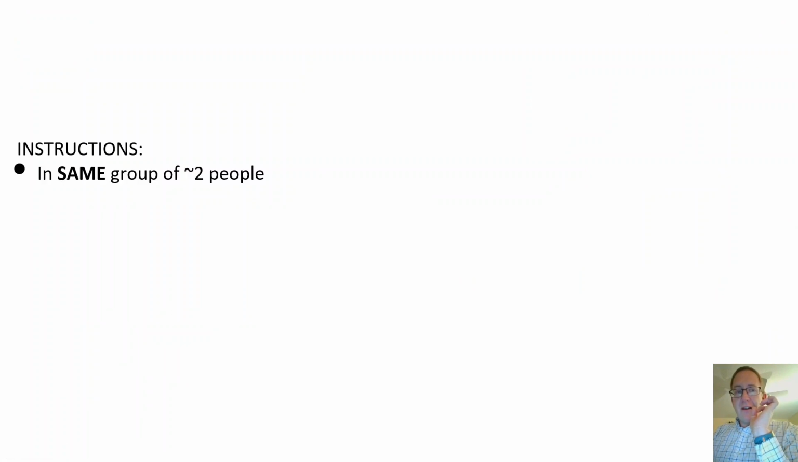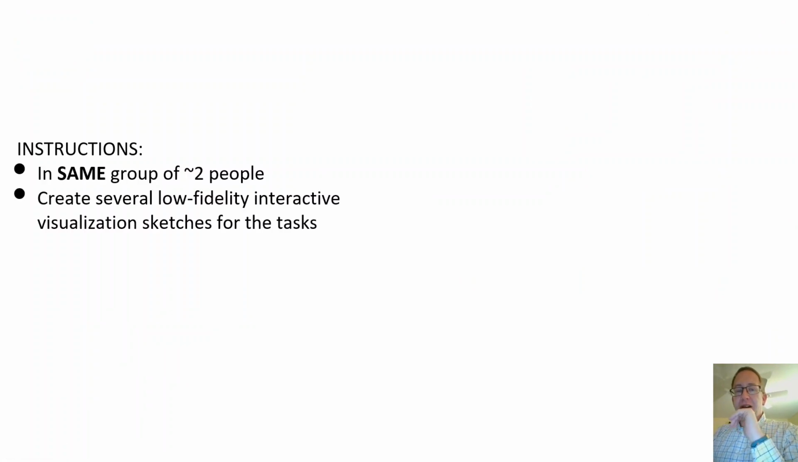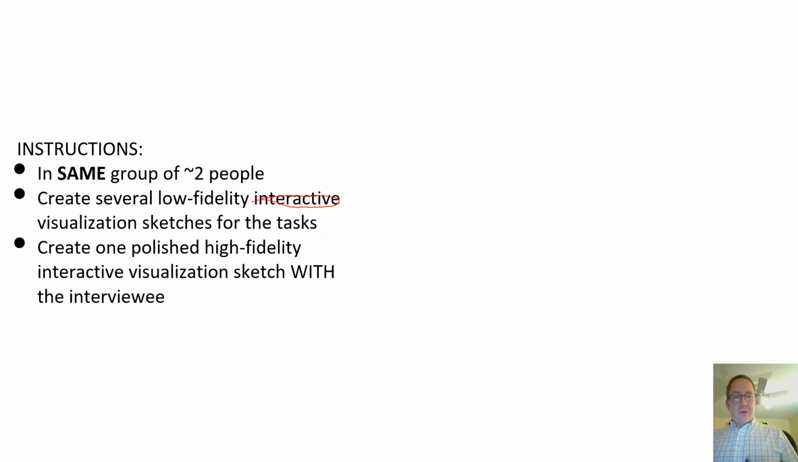Then, in the same group of 2, you're going to create a low fidelity, let's get rid of the word interactive. You'll draw it on a piece of paper. It says doodle something up on a piece of paper, get a piece of paper, doodle something up for them, and sketch out what you think the task would be and what kind of visualization they could use for that task. And then talk them through it to make a higher fidelity interface with them. So clean it up, get a ruler out, talk to them to see if they think that visualization is right or how they can improve it.